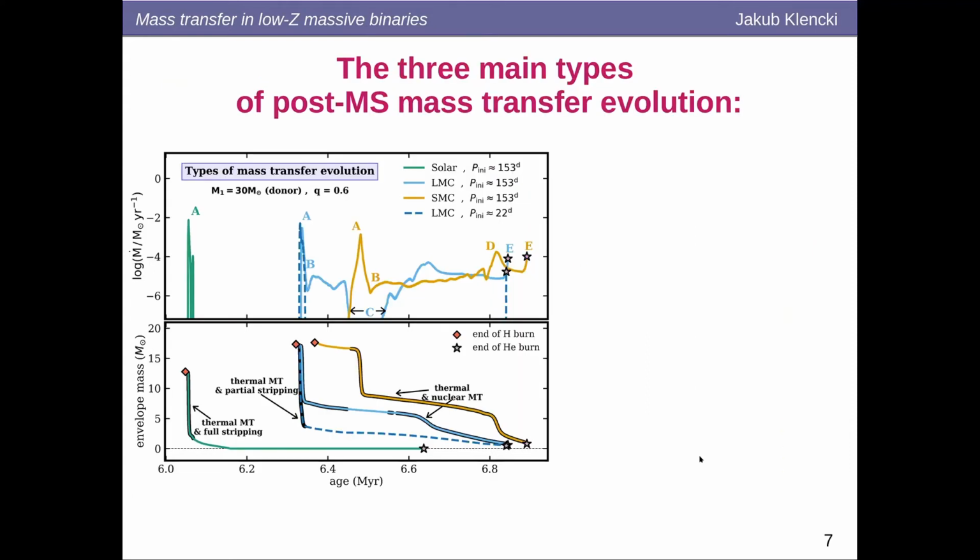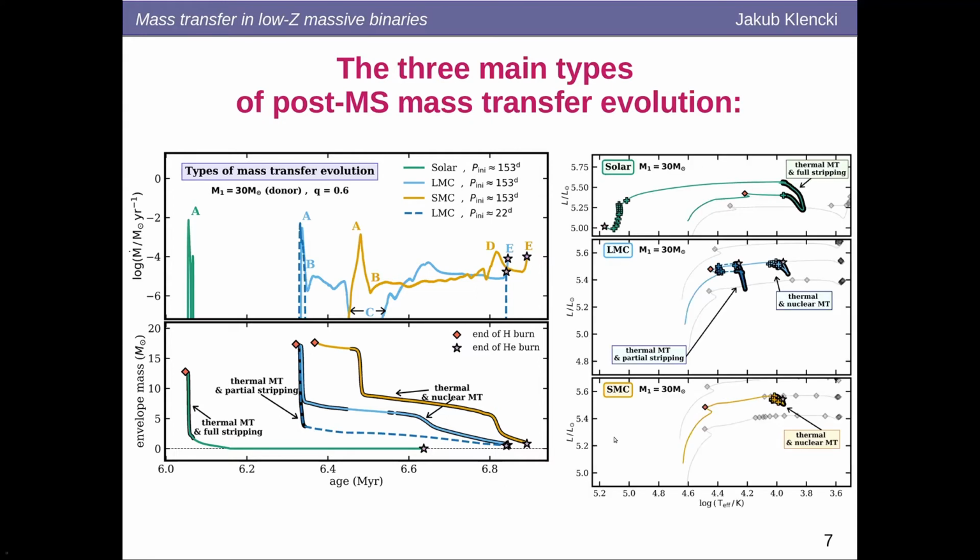And on the right-hand side, I will show an HR diagram with the evolution of the donor stars in those binary models. So first we have, especially at solar metallicity, the evolution that has just the thermal timescale mass transfer interaction, leading to full envelope stripping. And the donor star, in such a case here on top, quickly contracts after detachment and becomes this hot, fully stripped star.